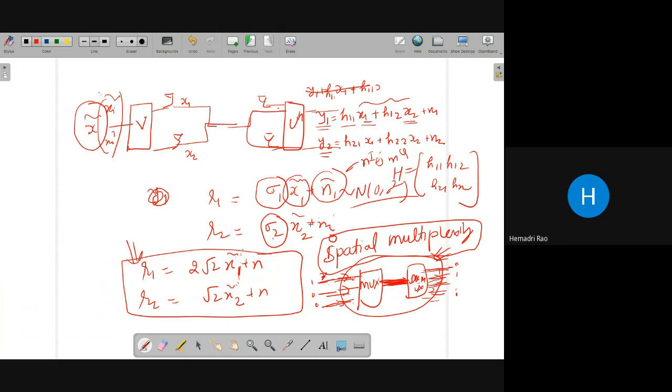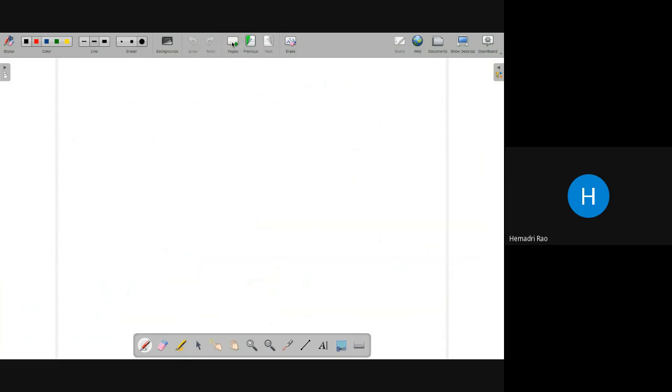X1 tilde does not affect x2 tilde, and x2 tilde does not affect x1 tilde. Correct? Now clear? Yes, sir. Thank you, sir. Welcome. So we have done this up to this part. Now the question is, what is the capacity of this MIMO wireless channel? So now we have T streams.